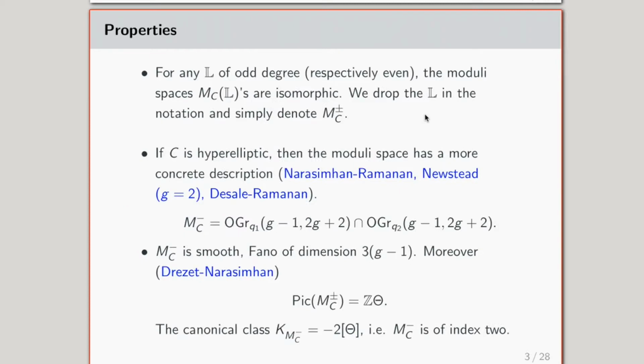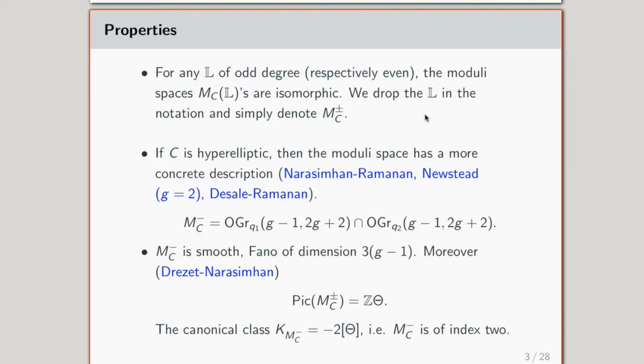Let me just try to familiarize you with this object through some known objects, in case you don't work on moduli spaces. As I pointed out, the spaces only depend on the parity of L. So I'm going to drop L in the notation, and if L is of even degree, I'm going to say plus, and if it's of odd degree, I'm going to say minus. One very easy example: if you take L to be the trivial bundle and C is a genus 2 curve, then this moduli space is just P3.